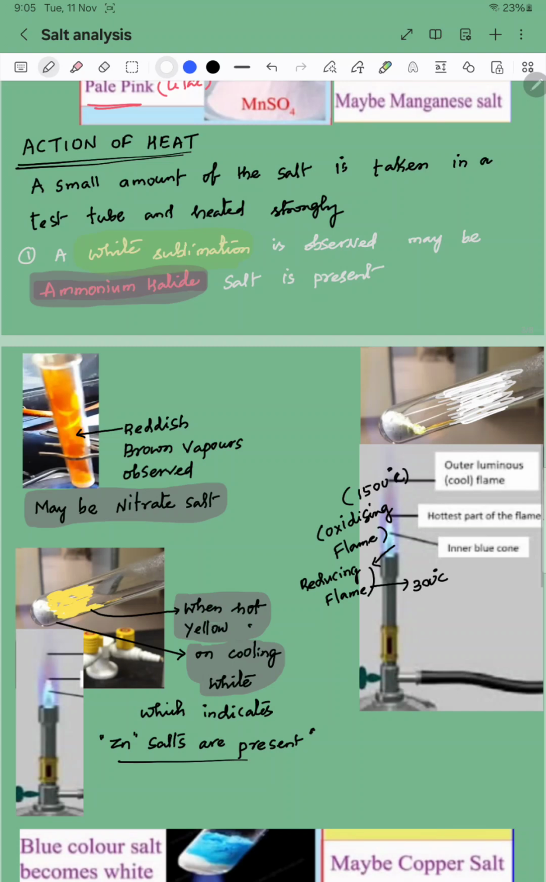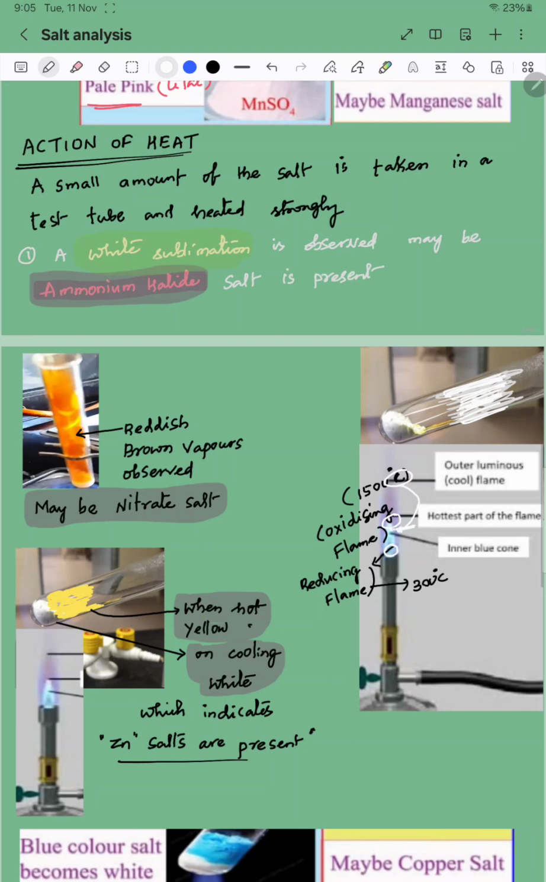Here this is the Bunsen flame. Here we have three regions: this is region 1, this is region 2, and this is region 3, students. In the 2016 paper, the question was asked where the maximum heat is present among region 1, region 2 and region 3. Usually region 2 is hottest, so the highest temperature will be present there. The temperature will be around 1500 degrees.